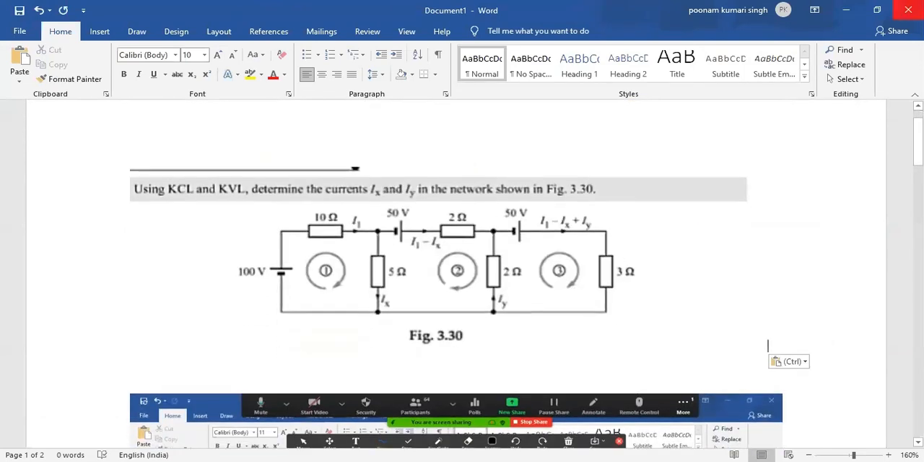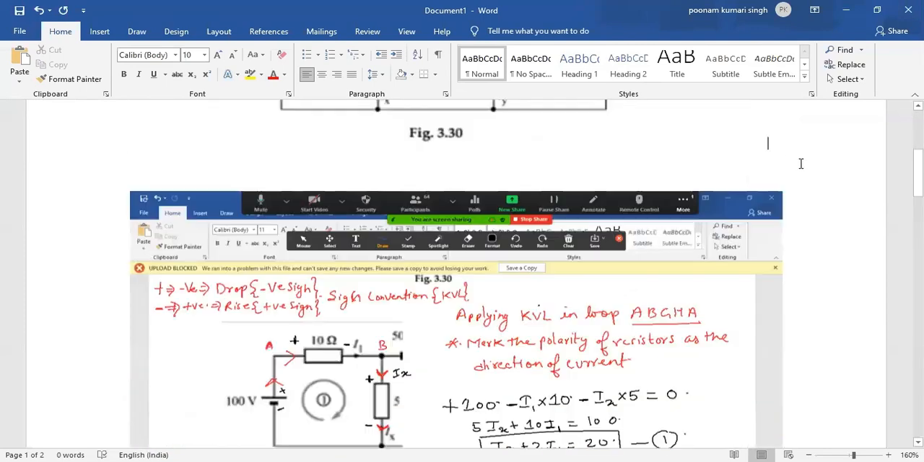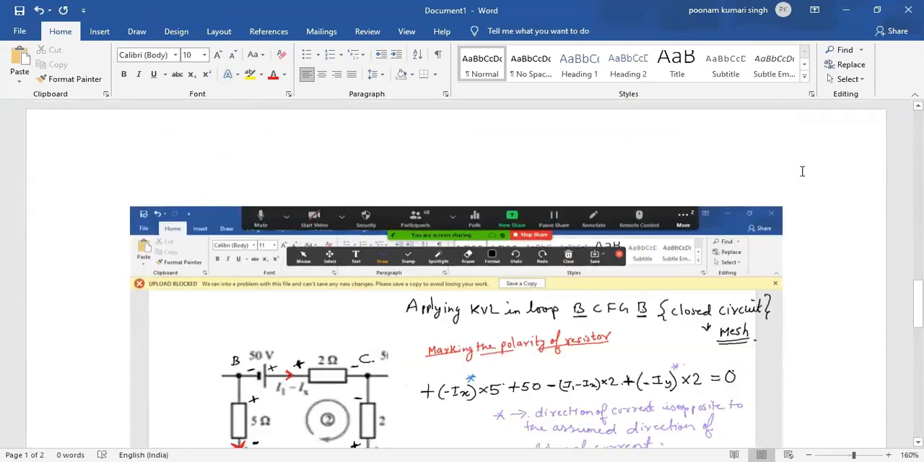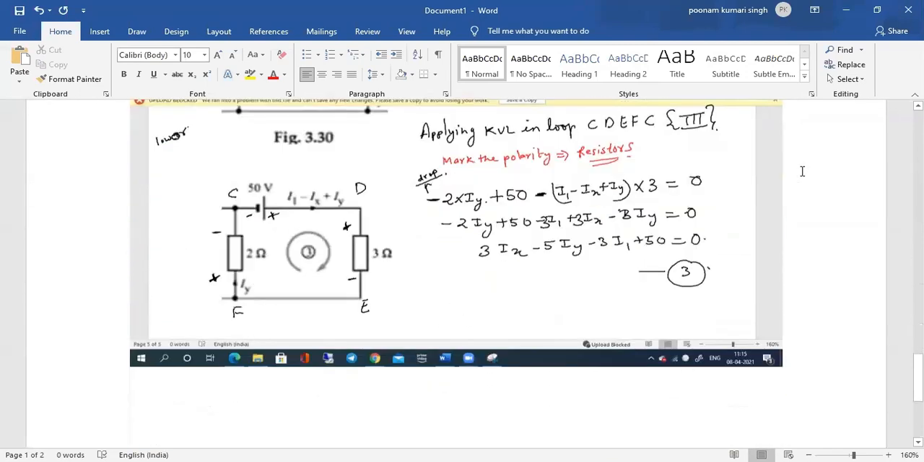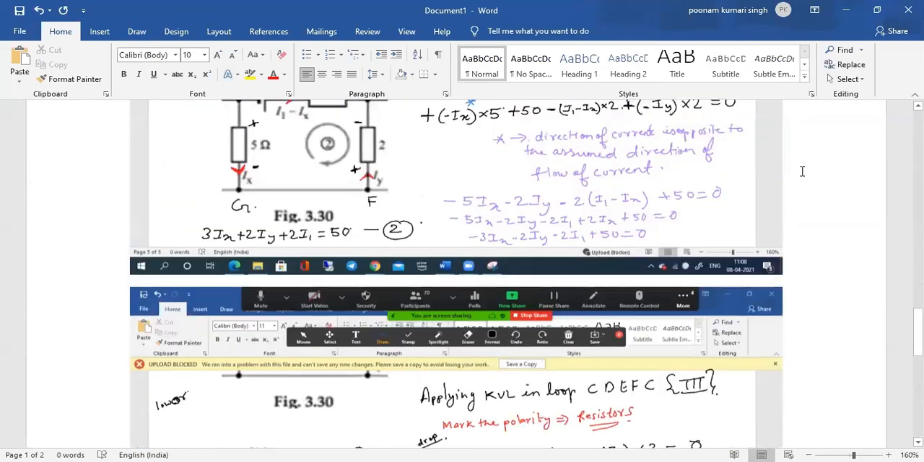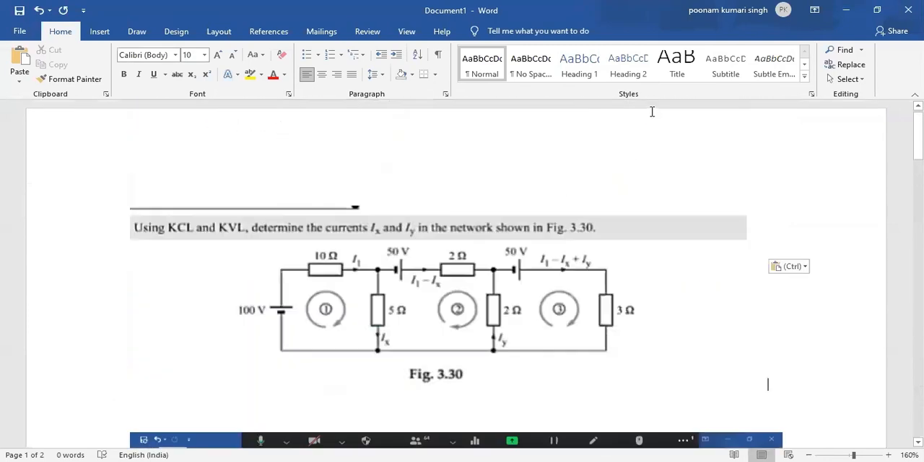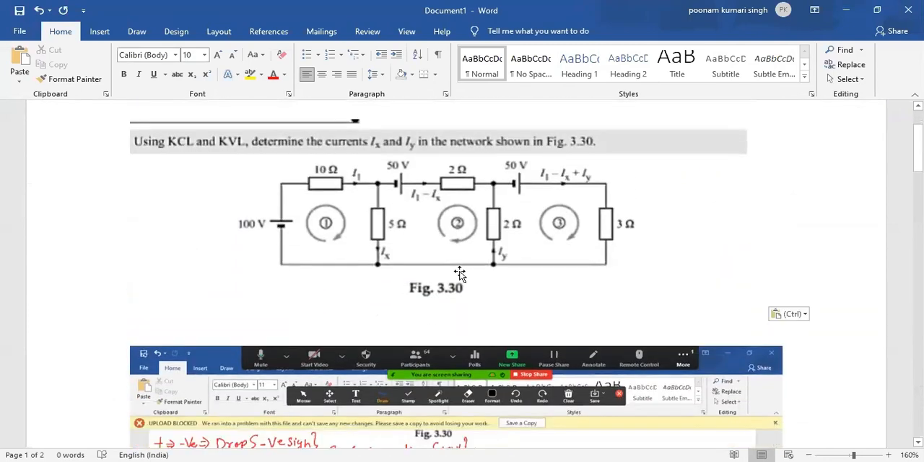Okay, so this was our problem. Can you see the screen, students, where whatever we have done is there? Can you see all three equations? So this was our problem, that we need to find out Ix and Iy. When we are solving this problem, we divided this entire thing into three loops, namely 1, 2, and 3 here.